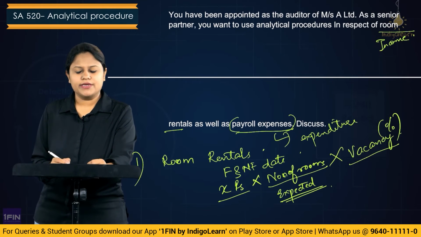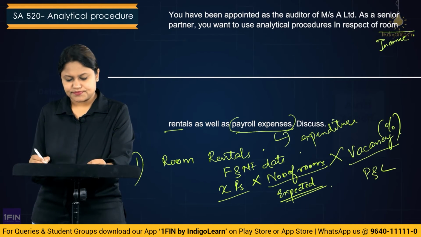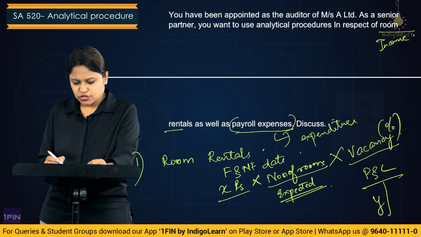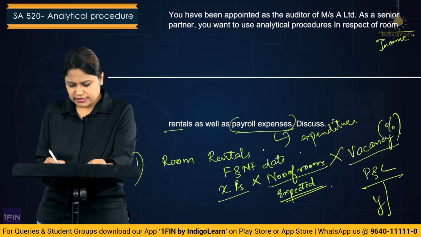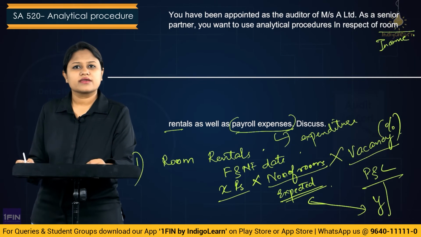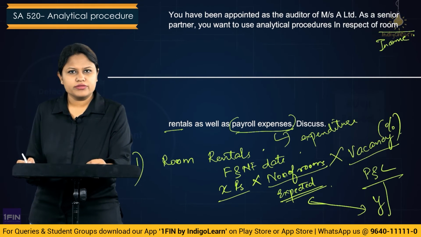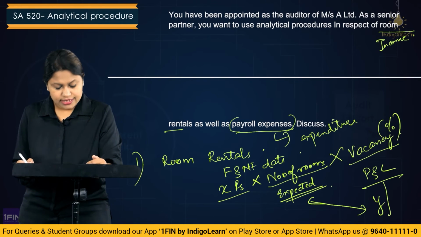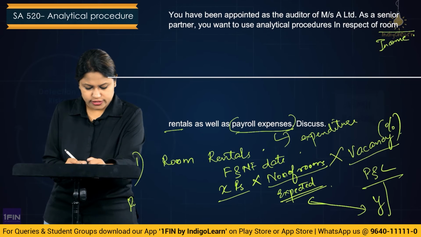You have a figure appearing in the P&L statement. Suppose here it has been given as Y amount. So obviously you will do the comparison with what? This and this. Correct? So you could perform the analytical procedures on the room rentals, but according to me, this would be a persuasive audit evidence.